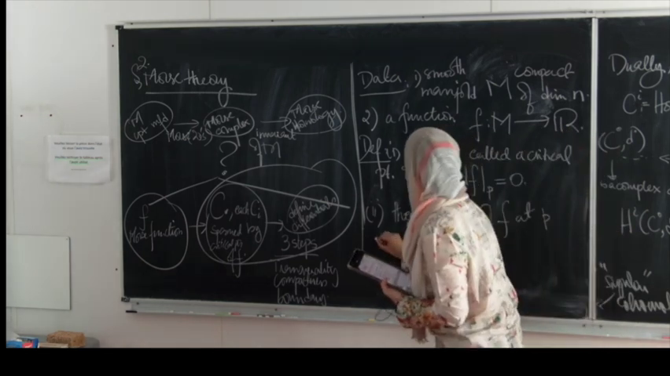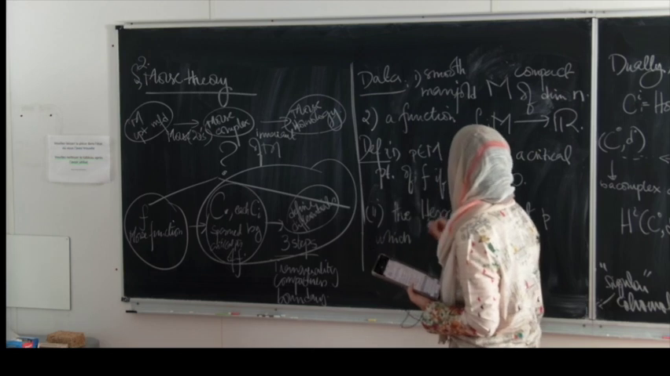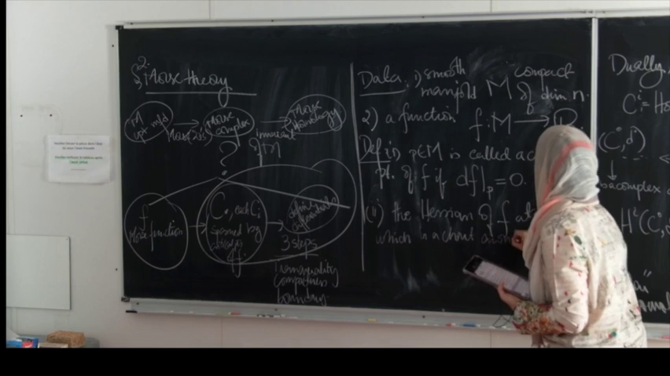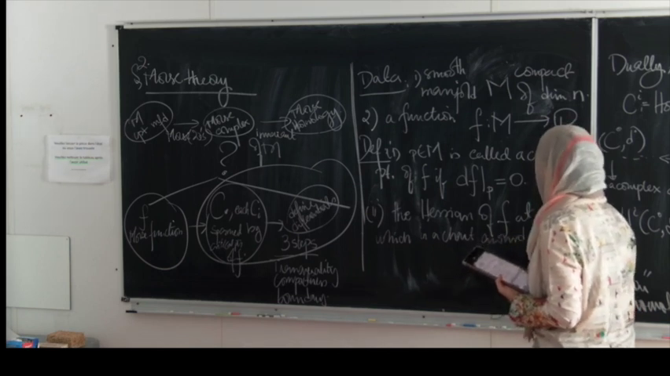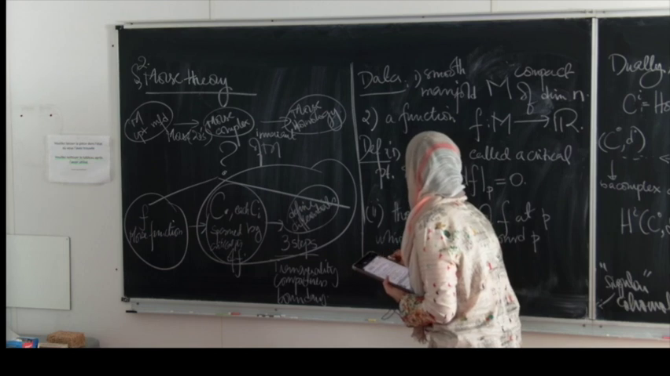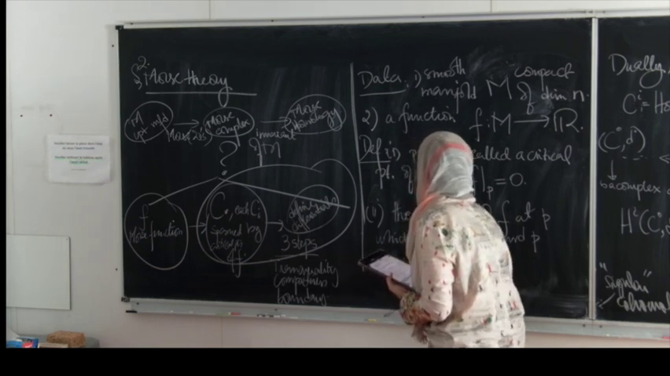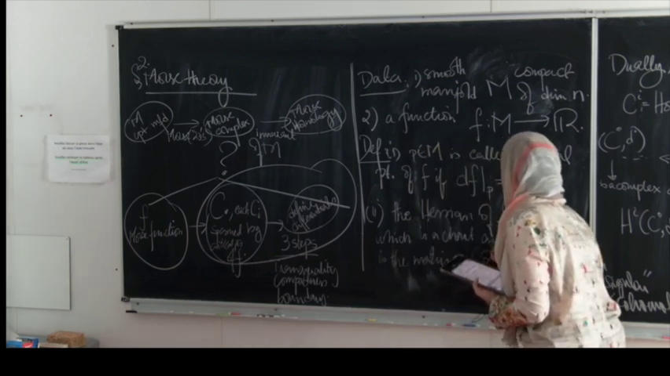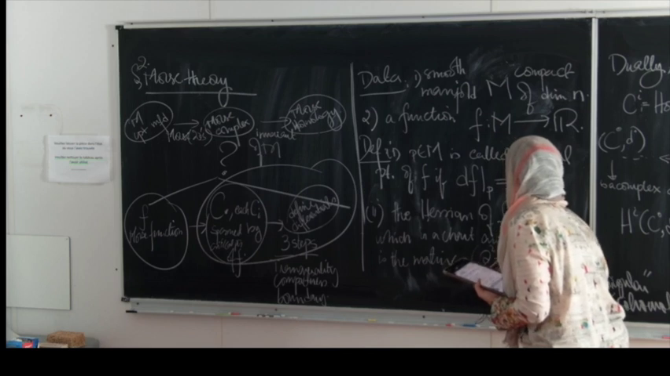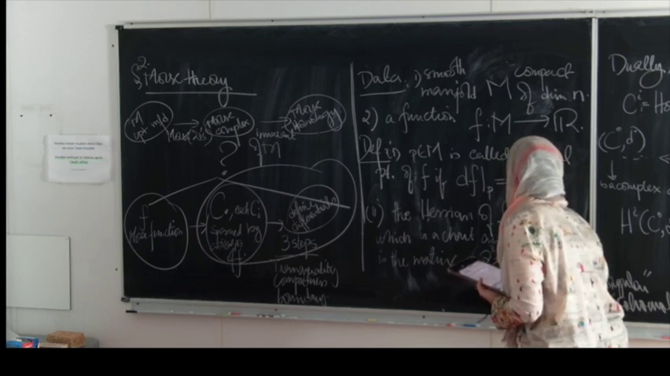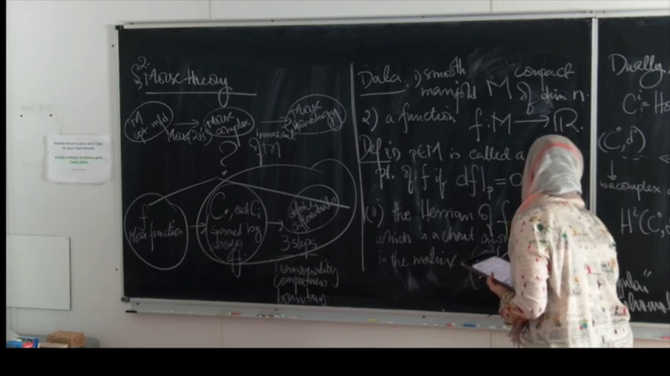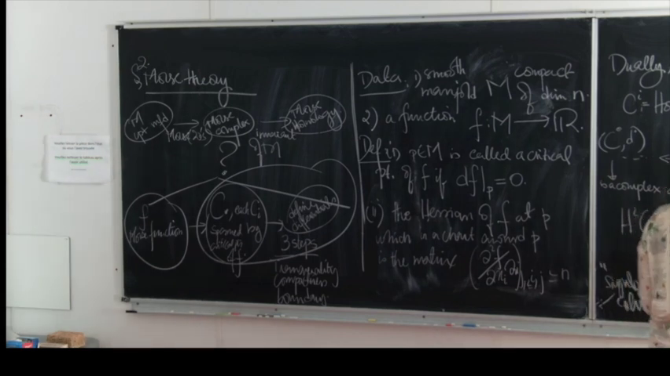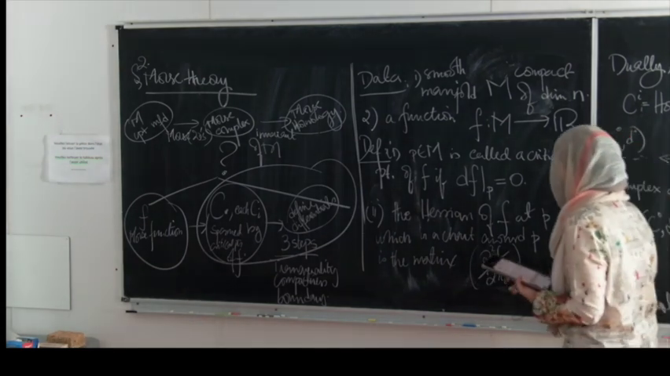But let's just write down the matrix, which in a chart around p, or local coordinates around p, can be written as the matrix of second or mixed partial derivatives of f, where i and j go from 1 to n. Okay, that's the matrix, and that's the Hessian of f at p.